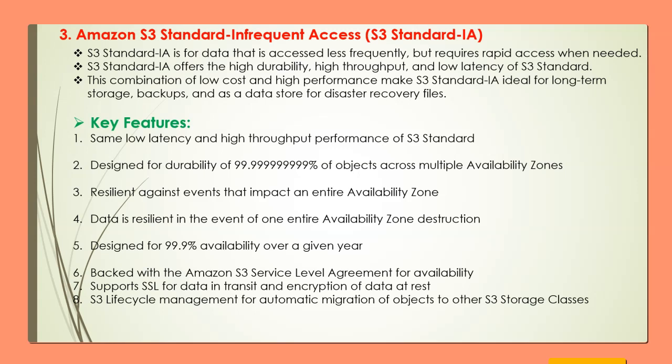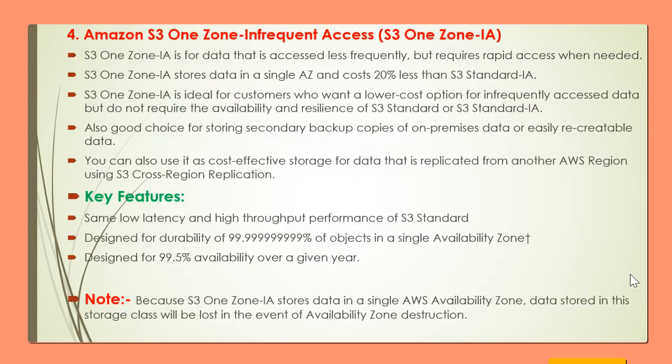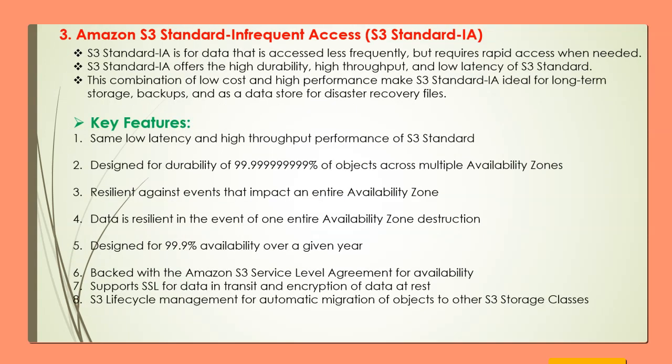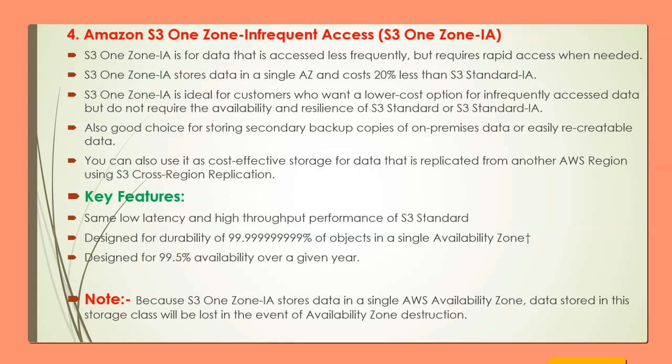Let's move on to the fourth one, which is One Zone Infrequent Access. The last one was Standard Infrequent Access, and the fourth one is One Zone Infrequent Access. S3 One Zone-IA is for data that is accessed less frequently but requires rapid access when needed. It gives you the same performance as S3 Standard or Standard Infrequent Access storage, but there is just one catch, in terms of data security. We will talk about it just later.